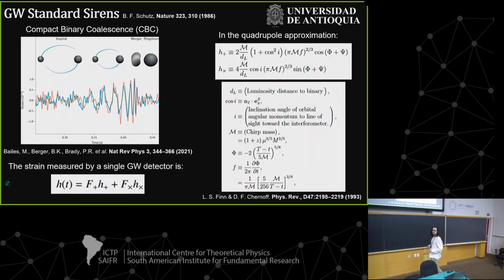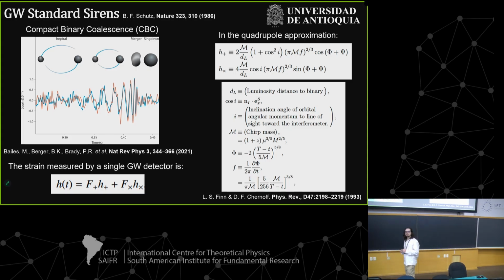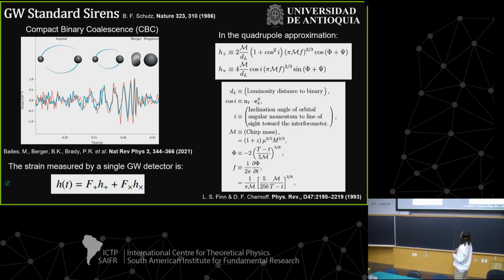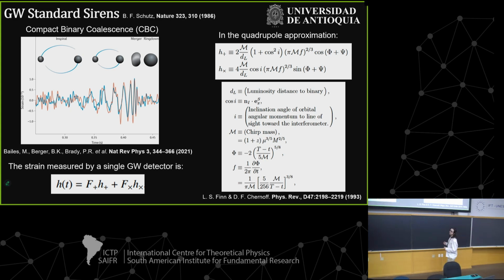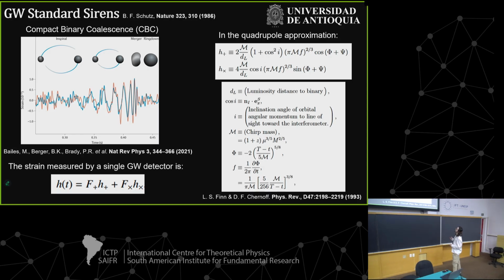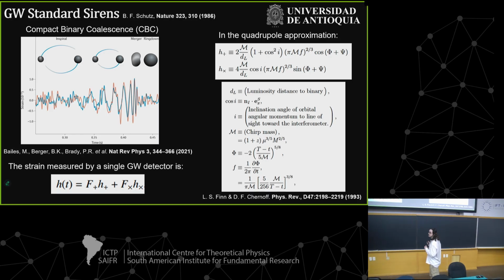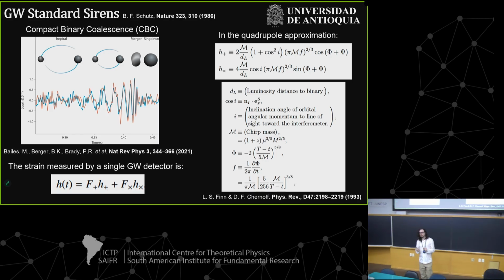Okay, so what exactly are gravitational wave standard sirens? Basically, when you detect a gravitational wave from a compact binary coalescence, you can estimate the distance directly from the amplitude of the waveform. In the quadrupole approximation, you have an analytical expression for the two polarization modes of the gravitational wave. You can see that both of them are inversely proportional to the distance to the source. That allows you, using the gravitational wave amplitude, to obtain an estimate for the distance. So this is the first ingredient you need to do cosmology.